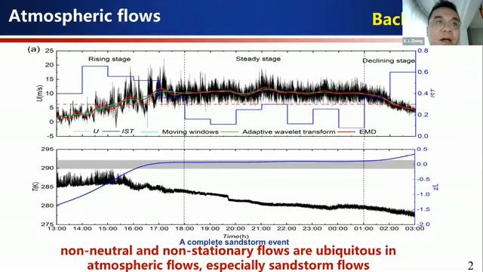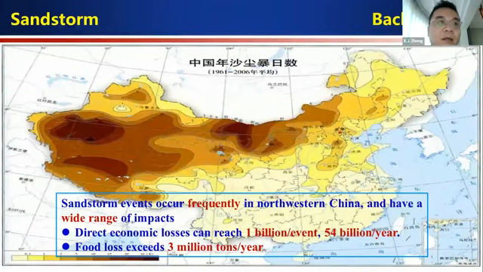At the same time, through the analysis of the thermal flux, it can be found that the development of a sandstorm experiences unstable, neutral, and stable stratification flows. Lanzhou is a city located in the western region of China, where sandstorms frequently occur in spring season. Sandstorms have caused huge economic losses and ecological damage in northwest China.